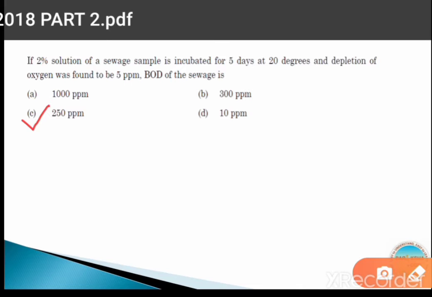BOD5, or 5 days BOD of sewage, is given by dilution factor into depletion of oxygen. Depletion of oxygen can be calculated as initial dissolved oxygen minus final dissolved oxygen. Here it says that depletion of oxygen was found to be 5 ppm, and before that we found that the dilution factor is 50. That means 50 into 5 ppm, so the 5 days BOD is 250 parts per million.